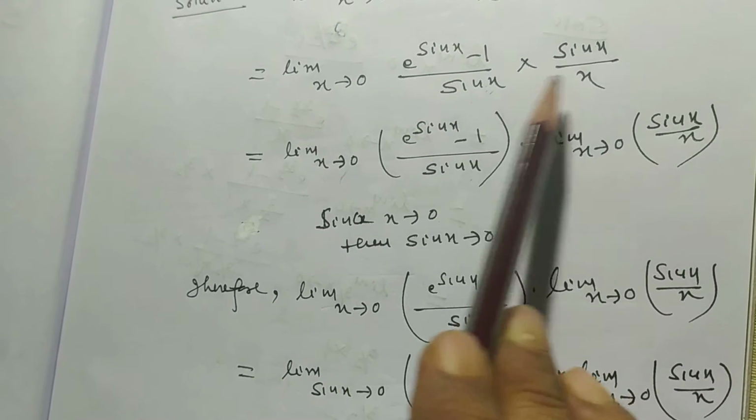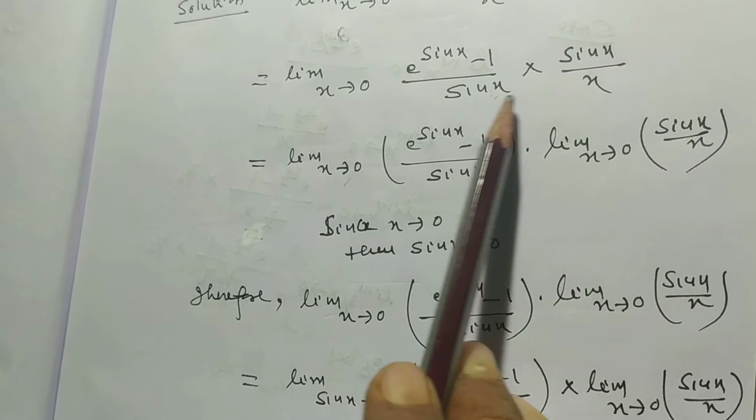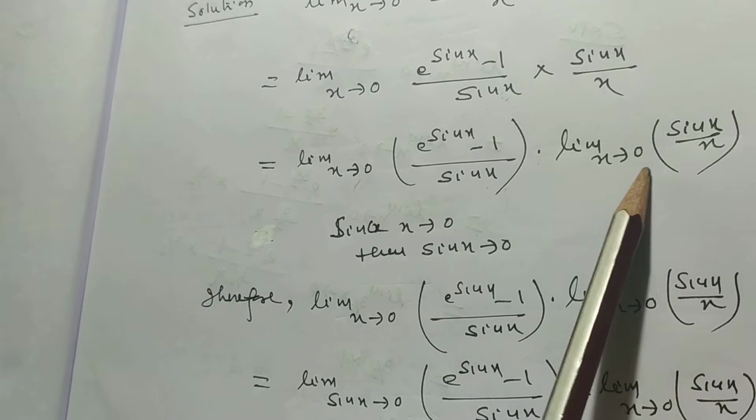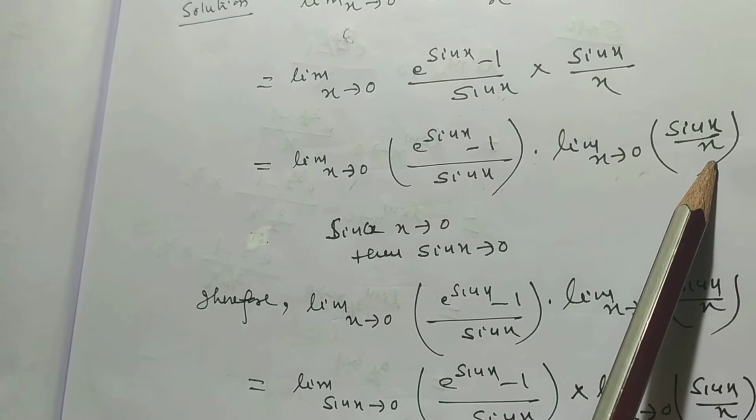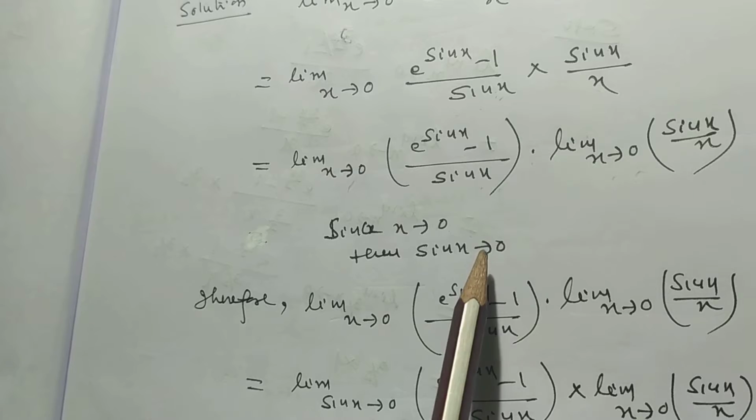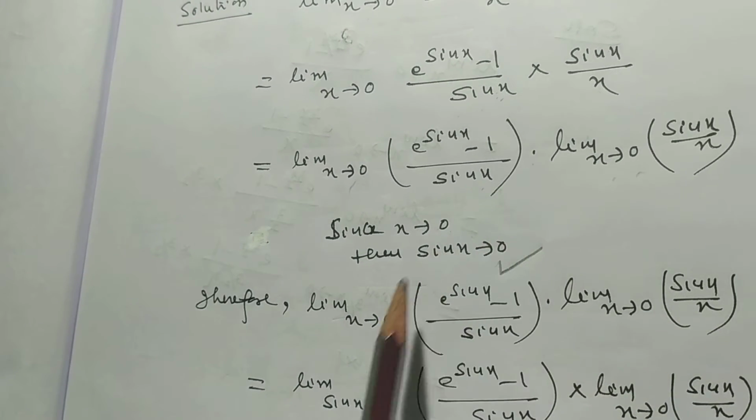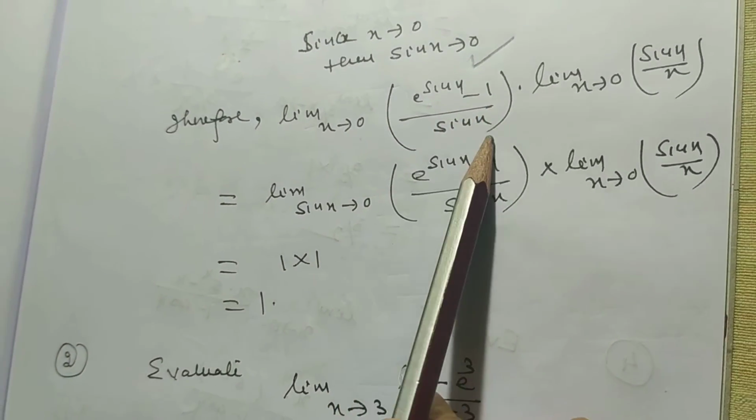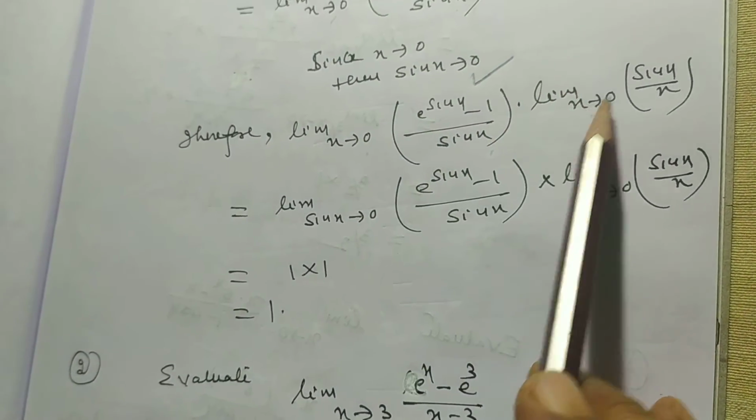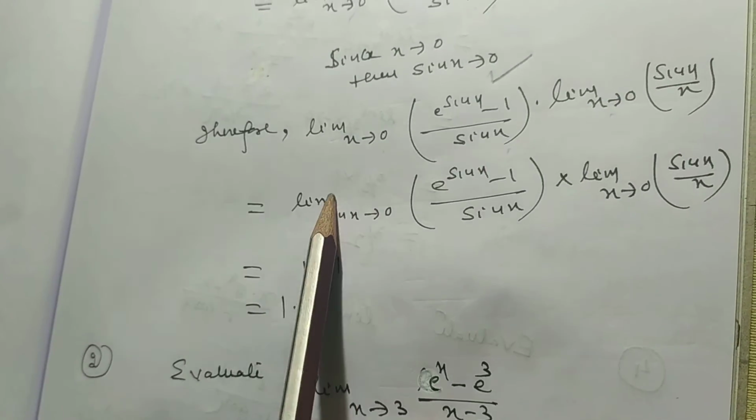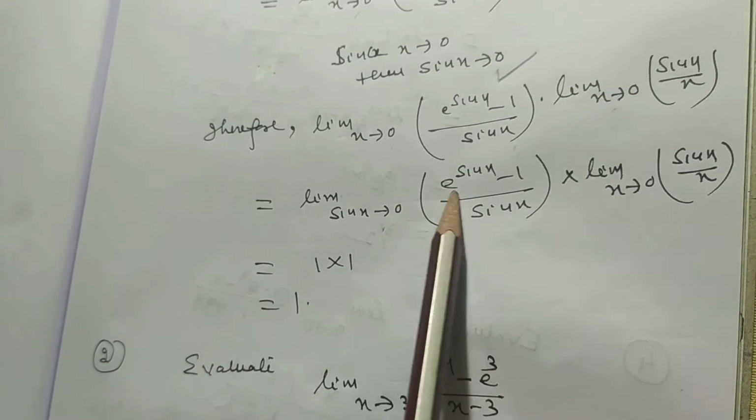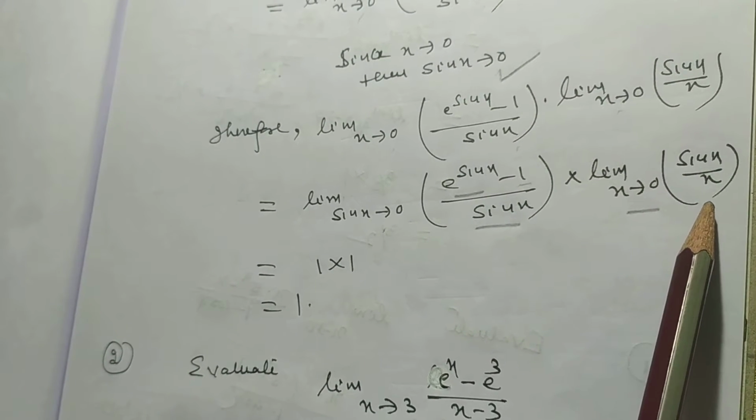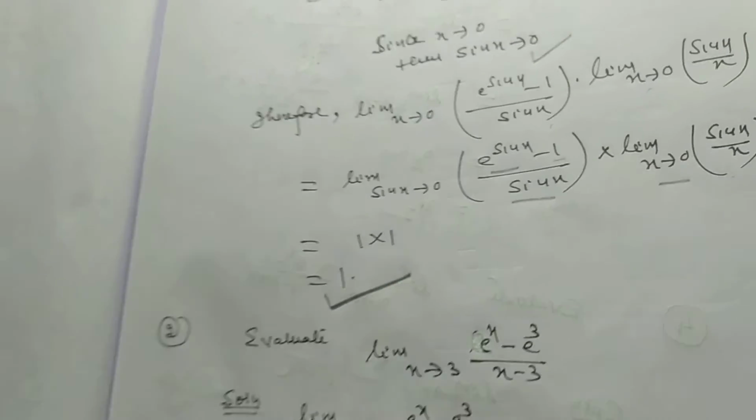this is the product of two expressions, a trigonometrical expression. So here we apply the limit x tends to 0, sin x by x. Since x tends to 0, sin x tends to 0, so you may write limit x tends to 0, e to the power sin x minus 1 by sin x into limit x tends to 0, sin x by x, and its value is equal to 1.